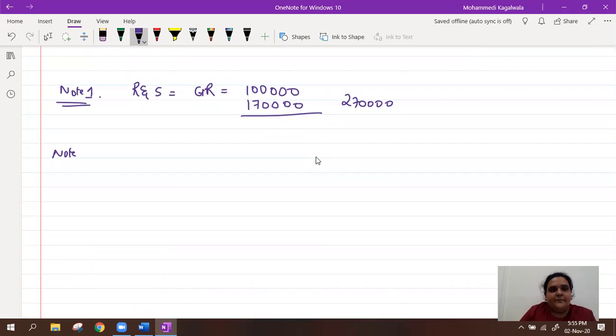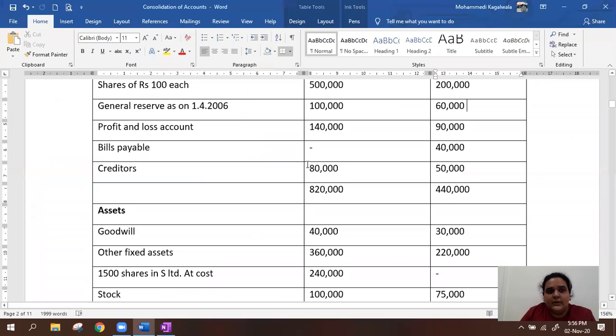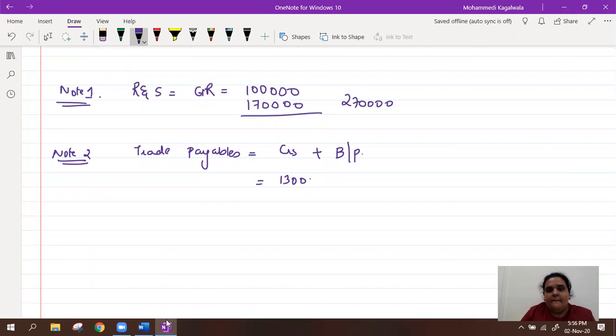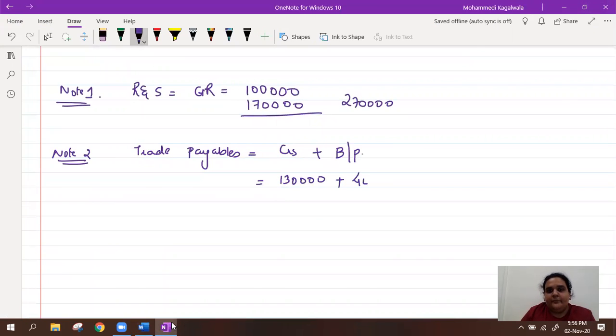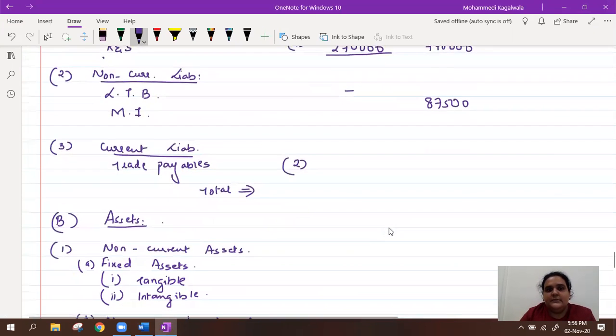नोट्स, ट्रेड पेबल्स इज बोथ ओके, क्रेडिटर्स प्लस बिल्स पेबल. सो क्रेडिटर्स टोटल लेना दोनों का 80 प्लस 50 1,30,000. बिल्स पेबल भी दोनों का, लेकिन एक का नहीं है तो ओनली 40. सो इट विल बी 1,70,000. ठीक है, तो यहाँ पे लिखो 1,70,000. अभी करो इसका टोटल.